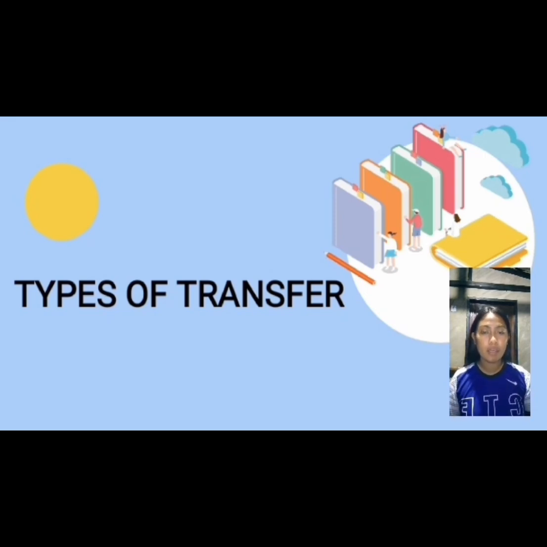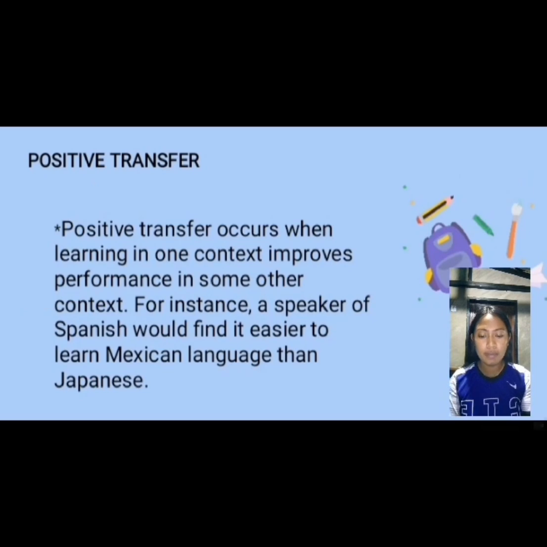So we have several types of transfer, and let us tackle first the positive transfer. Positive transfer occurs when learning in one context improves performance in some other context. For instance, a speaker of Spanish would find it easier to learn Mexican language than Japanese.